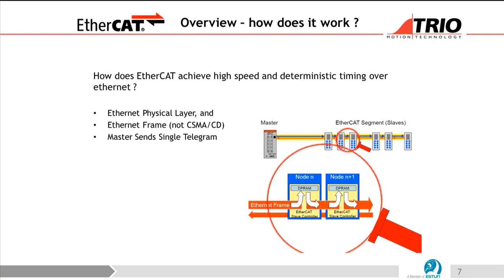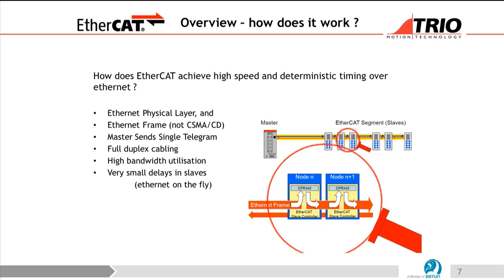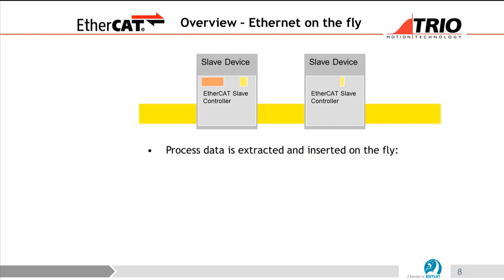So the master sends a single telegram. You have full duplex cabling, so high bandwidth utilization and very small delays in the slaves. We call it Ethernet on the fly. If you want another analogy, EtherCAT is like a fast moving train where the passengers just get off wherever they need to. If you think of that, then you can understand the whole EtherCAT. You can see that the process data is just extracted and inserted on the fly.